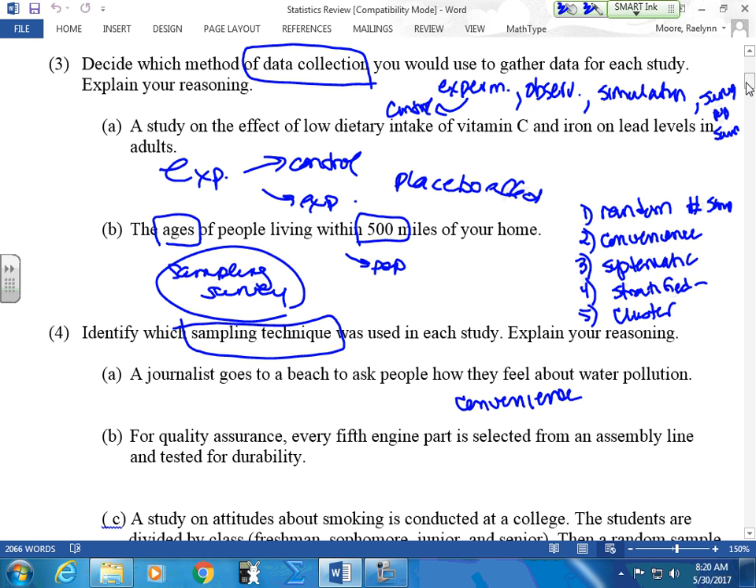They don't want to go to a polluted beach. For quality assurance, every 5th engine part is selected from an assembly line and tested for durability.